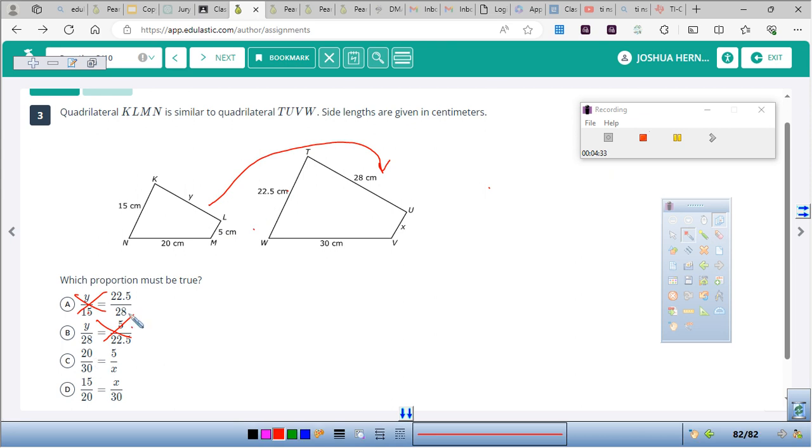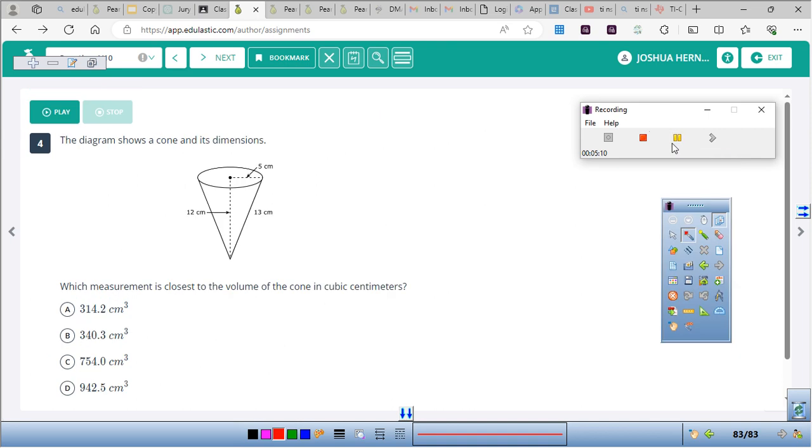So the next one is saying 20 goes to 30 as 5 goes to x. Perfect. Corresponding side, corresponding side. Start on this figure and on this figure for both of them. It works out. Perfect. Let's check the next one. 15 goes to 20 as 22 going to 30, as x squared minus 30. No, it just kind of changes up here. So no, that one's wrong also. Final answer is C. This is pretty easy.